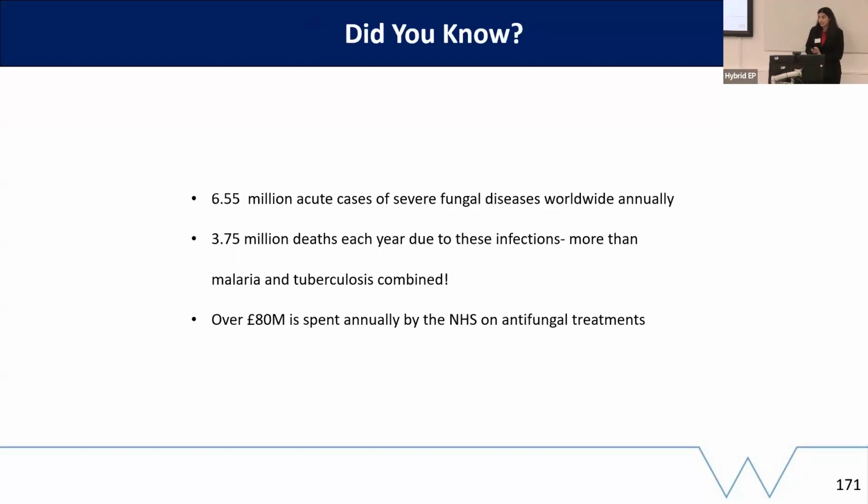Did you know that fungal diseases are one of the significant global health issues, causing millions of deaths worldwide? In fact, there are about 6.55 million acute cases of several fungal infections annually, out of which 3.75 million result in deaths, which is much more than malaria and tuberculosis combined. And the NHS is spending more than 80 million pounds annually on the treatment of these fungal diseases.